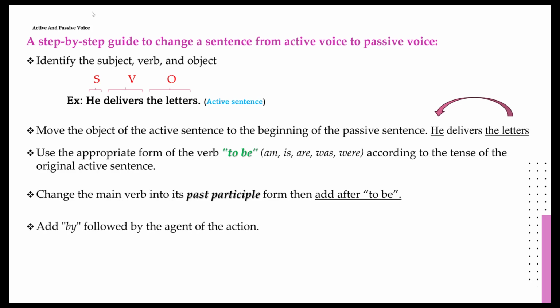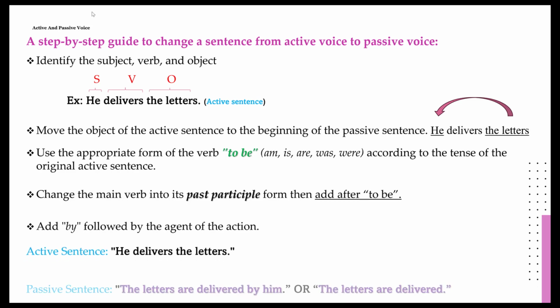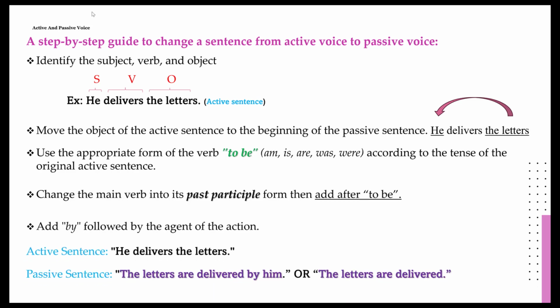Step 5. Add the preposition by followed by the agent of the action, if known or necessary. Otherwise, you don't need to include the subject of the active sentence in the passive sentence, and you can completely omit it. In this example, we add by him, or we can omit it. According to these steps, now we are able to change active voice sentence to passive. So our passive sentence is the letters are delivered by him or the letters are delivered.